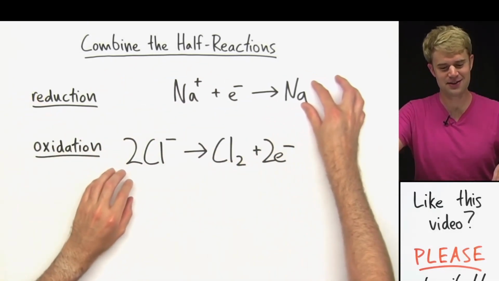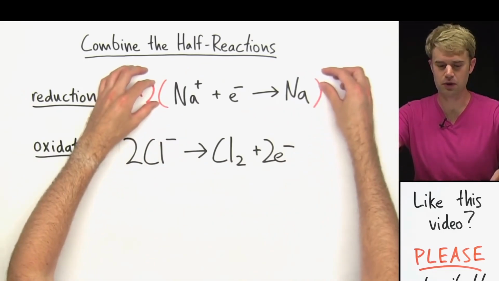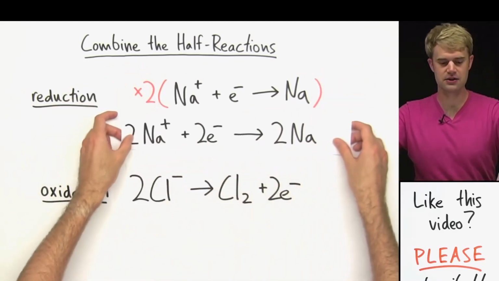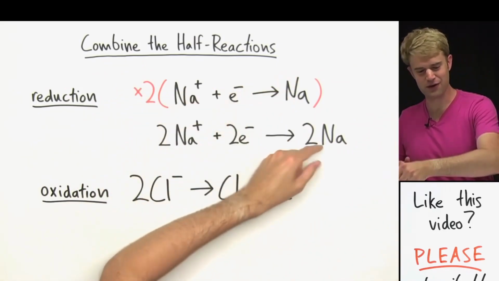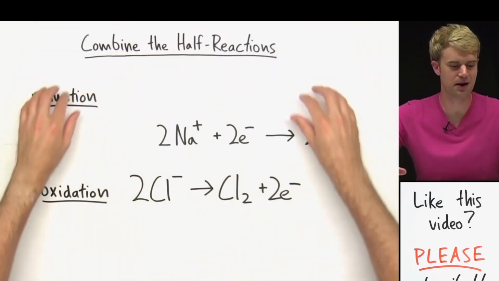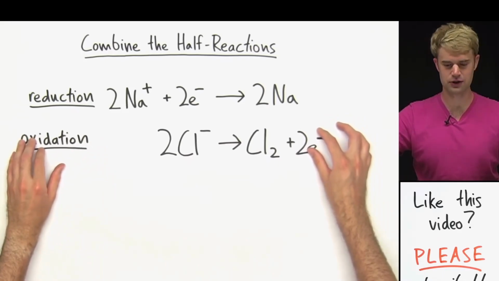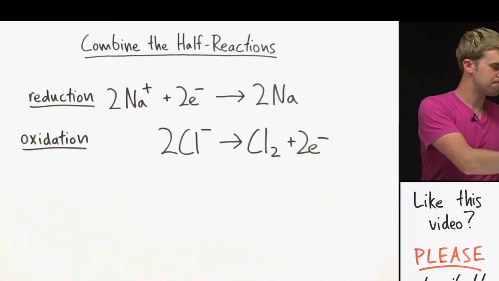So to fix that, I'm going to take this reduction half reaction and I'm just going to multiply it by 2, just like it's a math equation. And that is going to give me this new reaction. I just put a 2 in front of everything, distributing it across the reaction. Okay, so there's my new reduction half reaction, then here's my oxidation half reaction. Now that they have the same number of electrons, I can add them together. And this is what I get.